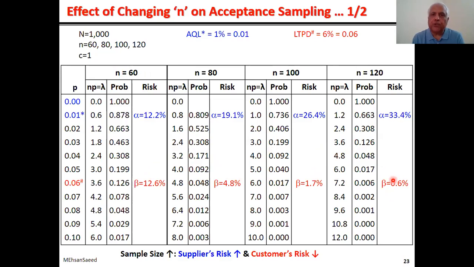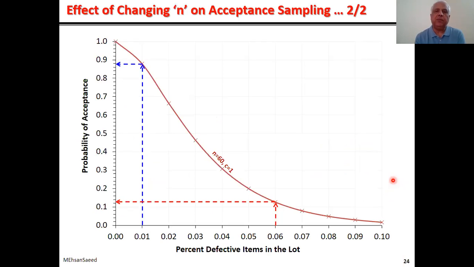Let us see how the situation looks on the OC curve. This is the original curve at n is equal to 60, c is equal to 1, which was the baseline. We have now increased the value of n from 60 to 80 to 120, keeping c at 1, and you will see this graph shifting to this side. And thus, just watch the risk. This is the buyer risk. See what happens to this risk as the graph moves to the left, and what happens to this risk.